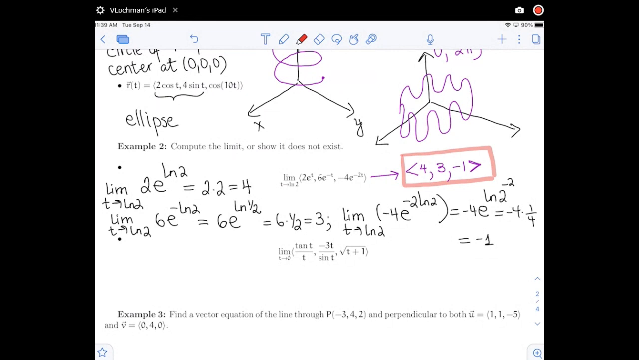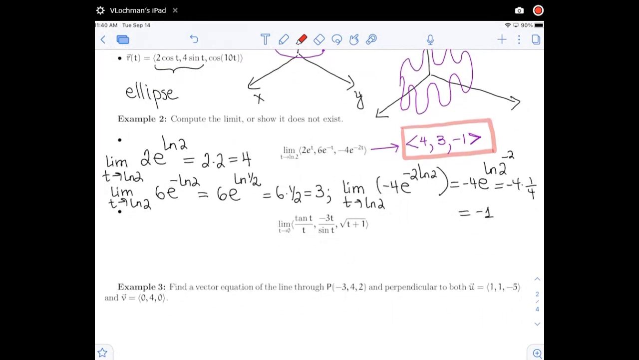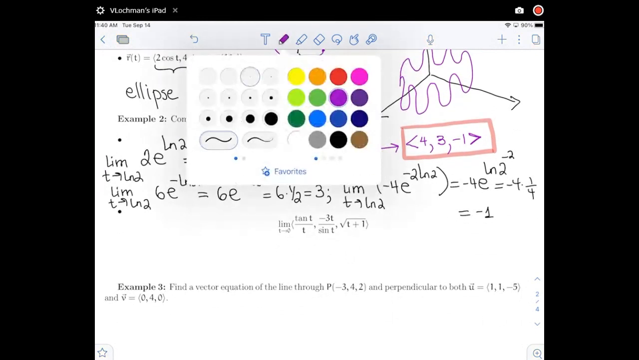So we were able to just evaluate this function at natural log of 2. There's no discontinuity here, no problem. We just plug it in and find the values. All right, now let's take a look at the next problem. Here, we have to do a little bit more calculus. This is a good time to revisit some of the limit rules and, in general, how to compute limits and how to deal with functions such as tangent of t or sine of t and so forth.